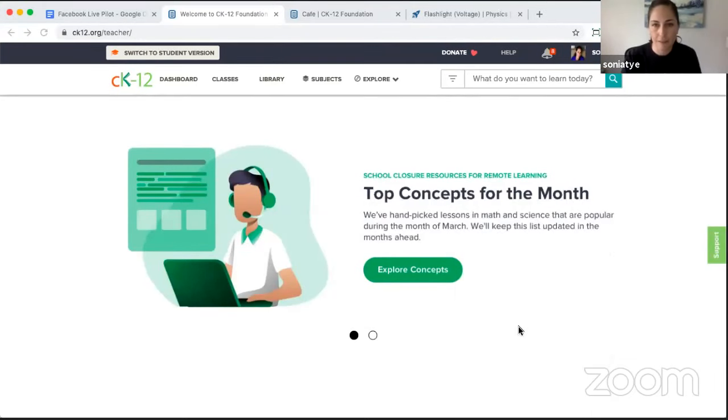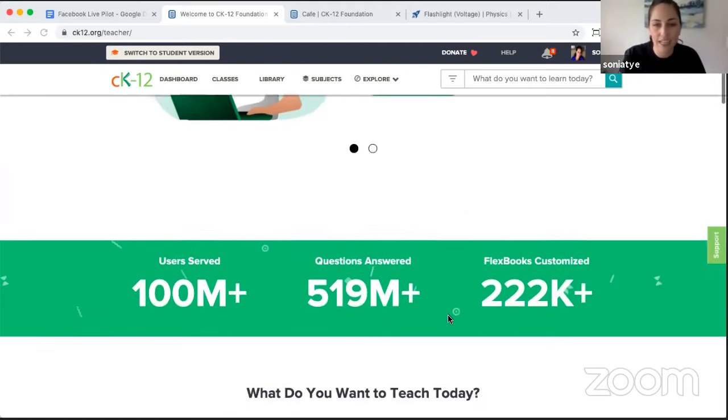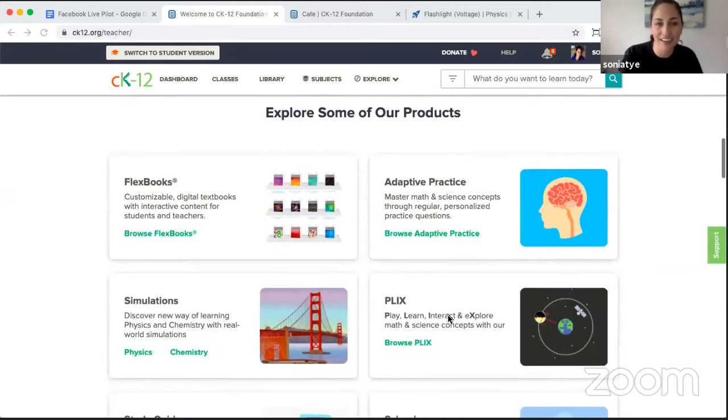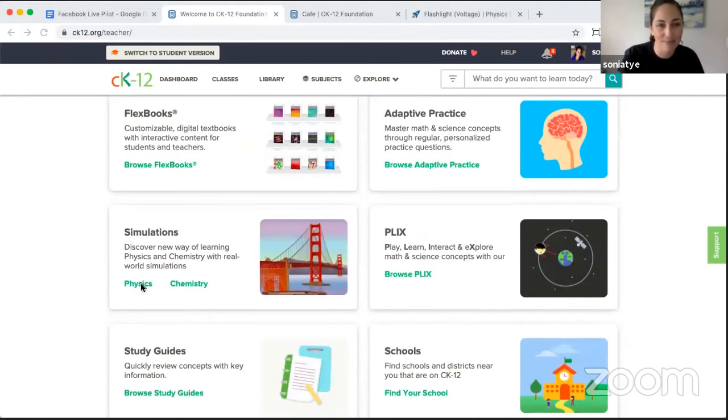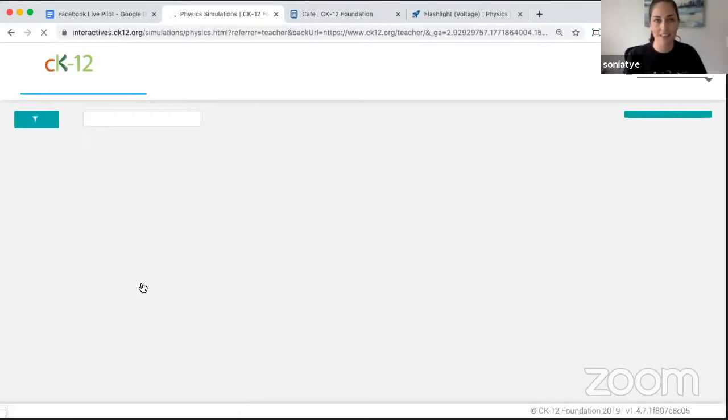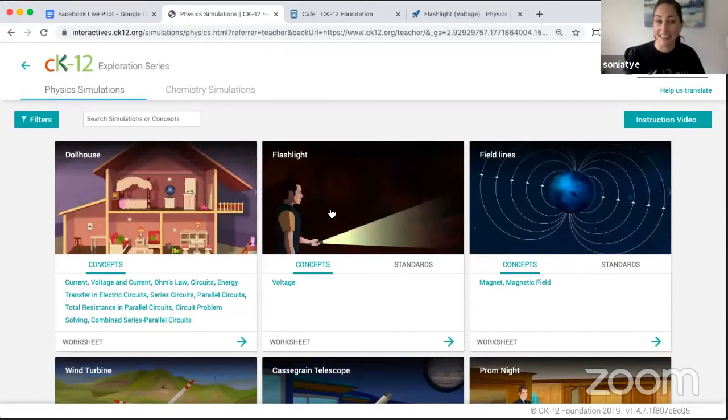Okay, so hopefully you guys can see my screen. And here is the CK-12 website at, that's right, it's on my shirt, www.ck12.org. I'm just going to scroll down. Lots to do here, lots of fun. And here's some simulations. So I'm going to click on the simulations page. And that's just what I was saying. They have a flashlight sim. How cool is that? So I'm going to click on it.